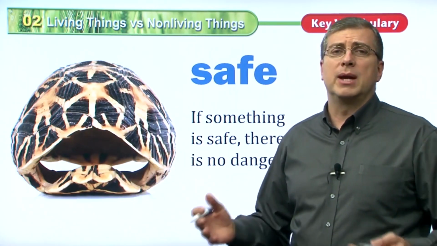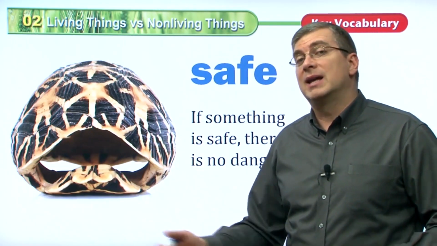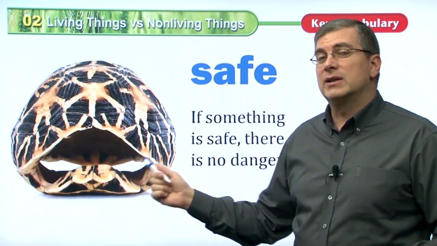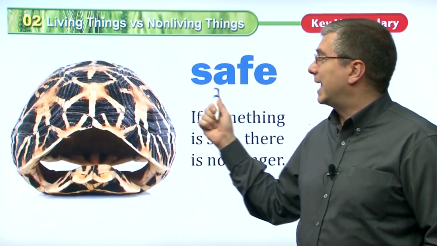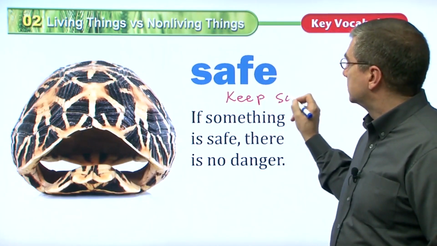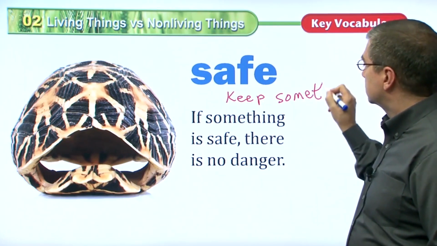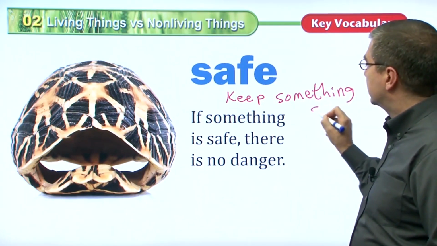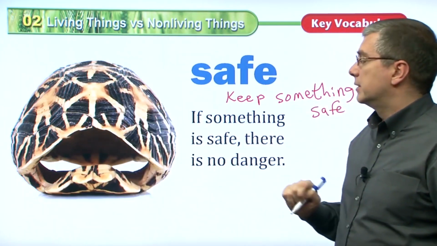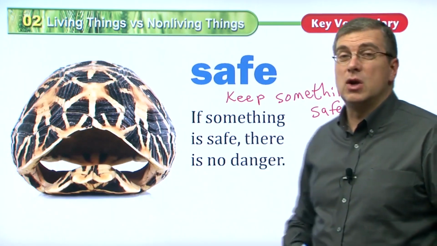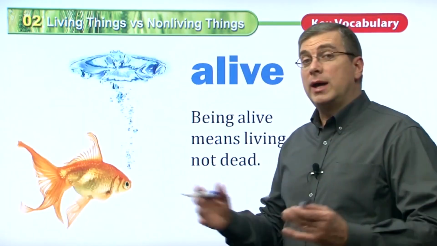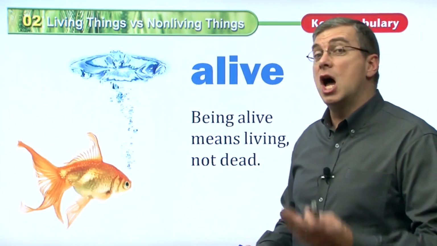All things grow, they get bigger. Eventually, all things will die. That's part of the life cycle. So this shell, while the turtle was alive during its life, protected the turtle. It kept it safe. To keep something safe. We can say this shell kept the turtle safe. If something is safe, there is no danger. He's safe. Whew, no danger. Don't worry.